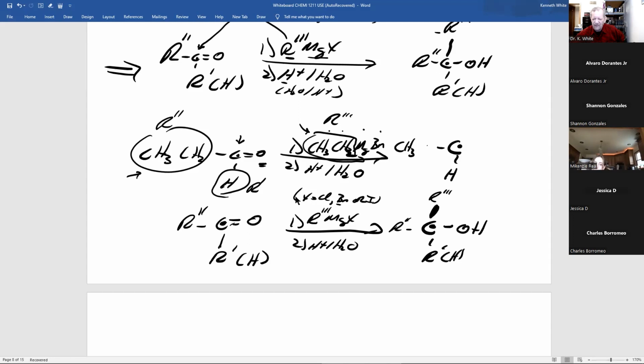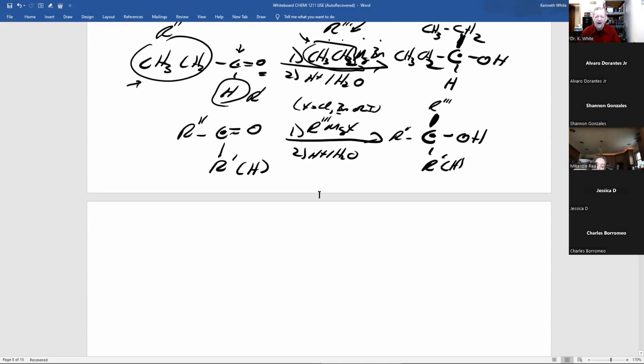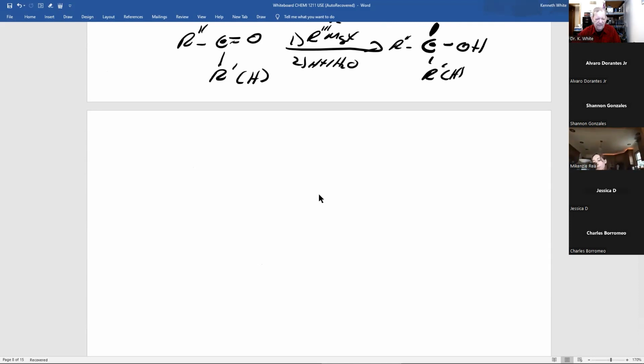I said R, it should have been R double prime, OH, and then I make that special thing, carbon-carbon single bond, and this is from my R triple prime. And I made this special carbon-carbon single bond. And Dr. White's happy. Whenever you can do that, that's a happy time. All right, your turn.